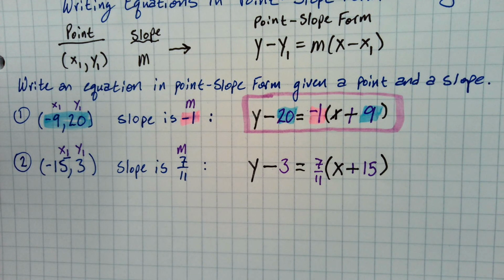Okay, let's go on to Delta and enter that in for that question. y minus 3 equals 7/11. And then make sure you press the right arrow to move the cursor over. Then parentheses x plus 15.